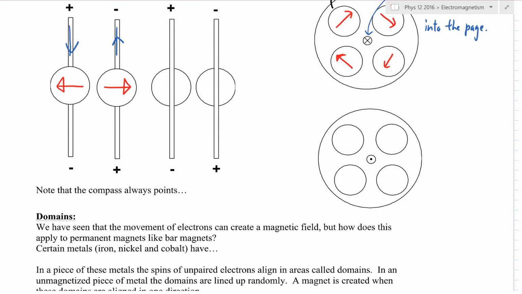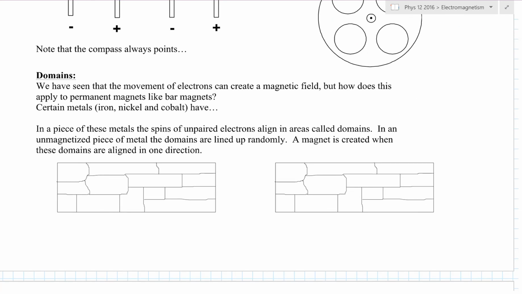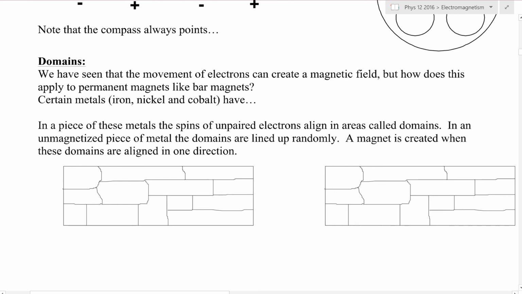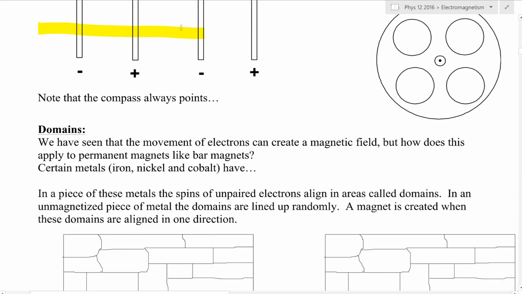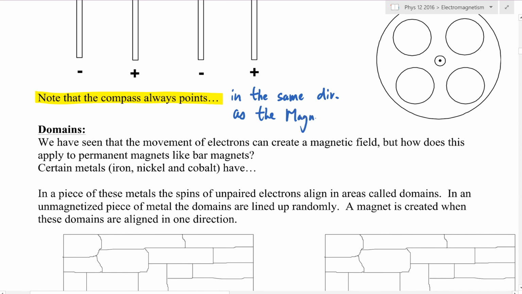So one more thing. Before we introduce, note that the compass always points in the same direction as the magnetic field. So now we have seen that movement of electrons can create a magnetic field.